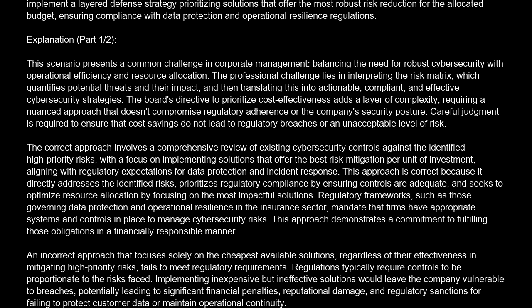Implementing inexpensive but ineffective solutions would leave the company vulnerable to breaches, potentially leading to significant financial penalties, reputational damage, and regulatory sanctions for failing to protect customer data or maintain operational continuity.